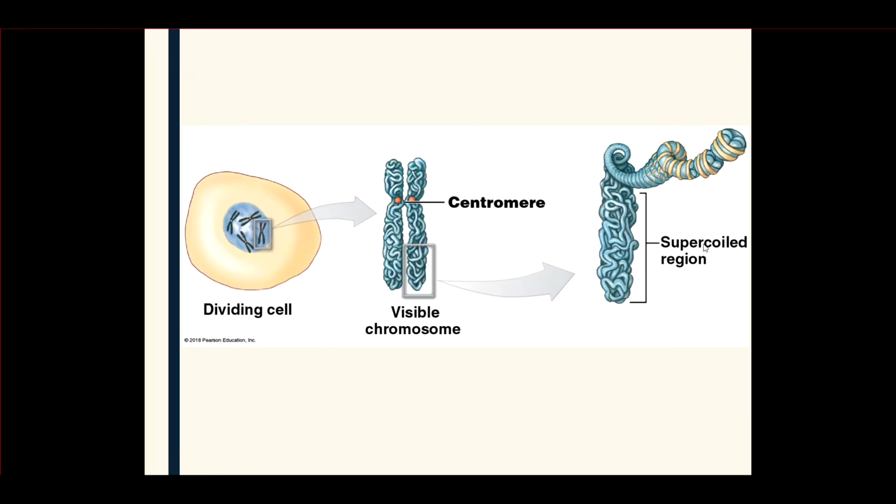As opposed to a chromosome, where the chromatin now becomes more tightly wound, and we end up getting the chromosome. That would be in a dividing cell. So I just blew up the pictures a bit.